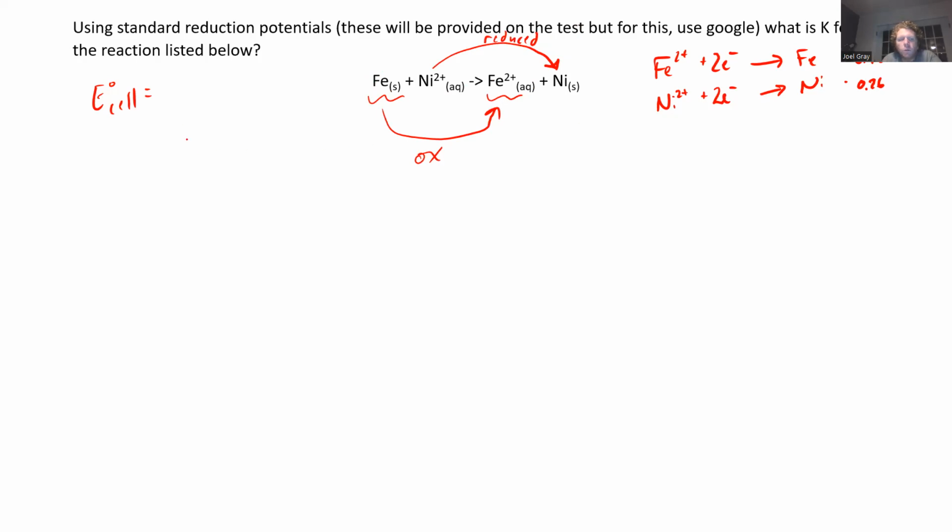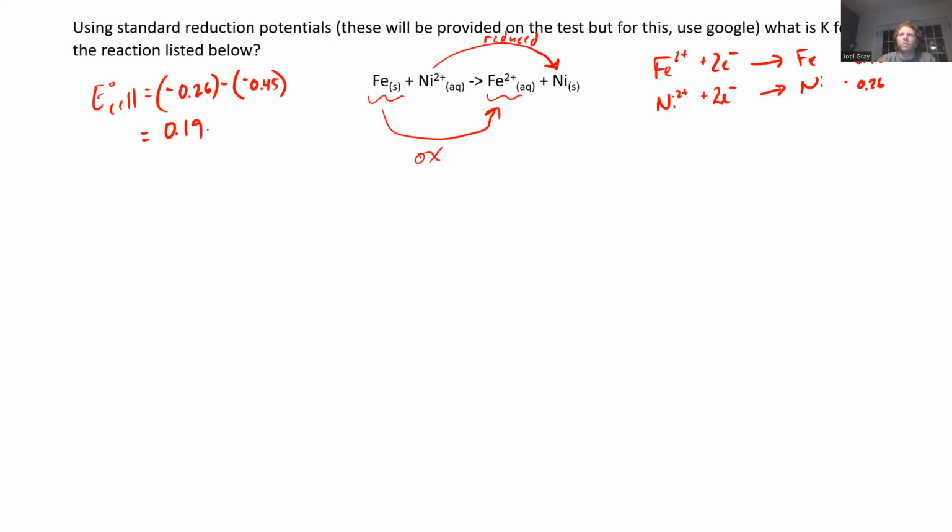Okay, so what we want to say is, what is the value that's getting reduced? And we see that this negative 0.26 minus our other value, what's taking place at our anode, our negative 0.45. That's what we've got going on there. So we have negative 0.26 minus, in parentheses, negative 0.45, and we get an E naught cell of 0.19.